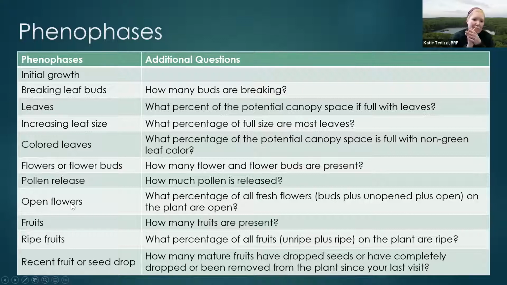Open flowers, so you have a closed flower or a bud, and then it will open. Fruits, so that would be blueberries for the blueberries. Sometimes they're seeds, more like the whitewood aster. Acorns would be the fruit of the oak. Again, we'll go through pictures of those, but I just wanted to make sure we knew what all of these phenophases were going to be. And then recent fruit drop is really based on your last visit. Are there fewer fruit or seeds on the plant than the last time you were there?